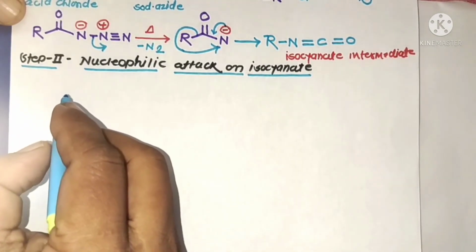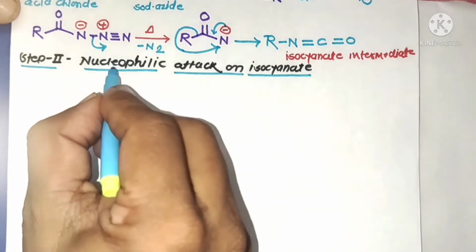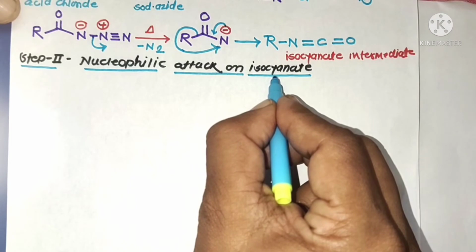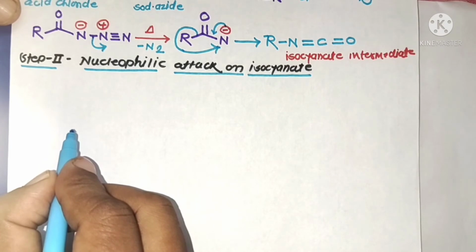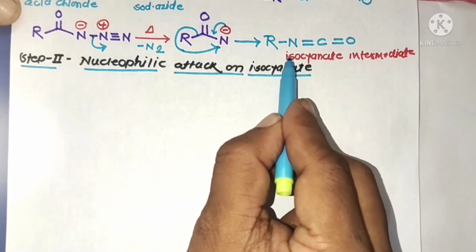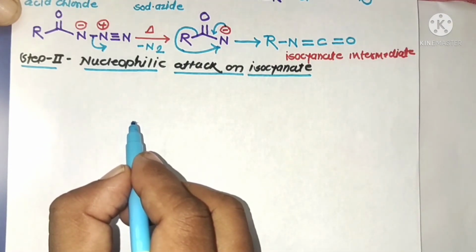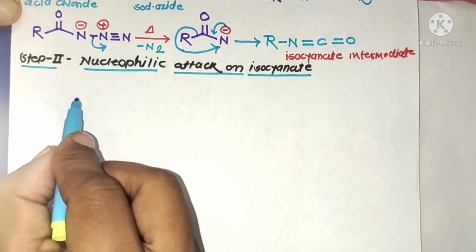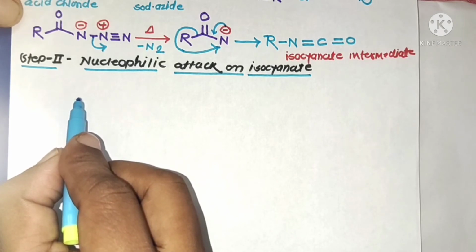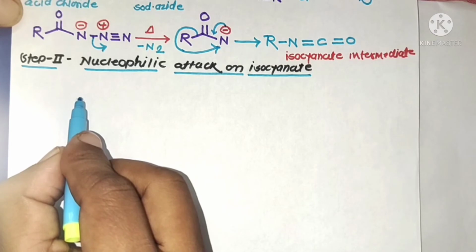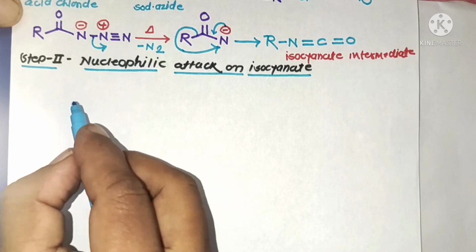In the second step, the isocyanate molecule reacts with a variety of nucleophiles, that is nucleophilic attack on the isocyanate molecule, such as water molecules, alcohol molecules or primary amine, to form a variety of products like carbamates, amines and urea derivatives. Now in this second step we will explain how to get the carbamate, amine and urea derivative by reaction of isocyanate with different nucleophilic reagents.